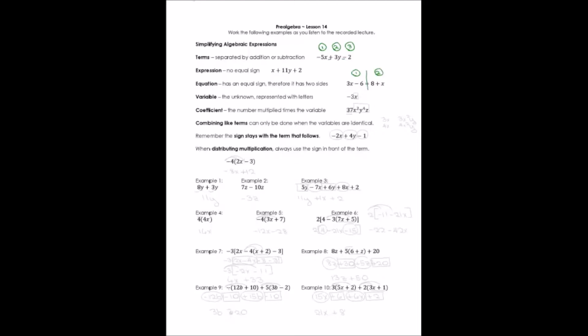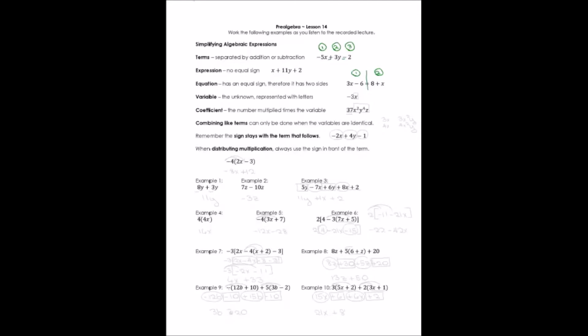Now, an equation, because it has the two sides, as we will see later when we start working with equations, allows us to do certain things that we cannot do when we have expressions. So the fact that the equal sign sets us up with two sides is very important, and you need to note that. Next would be the word variable.